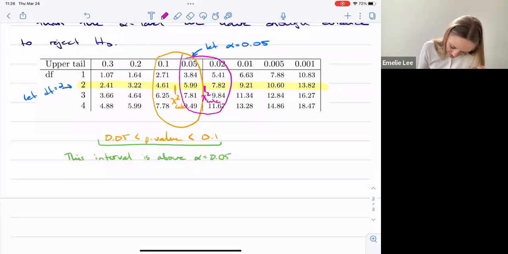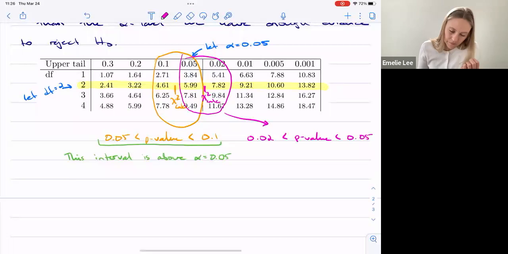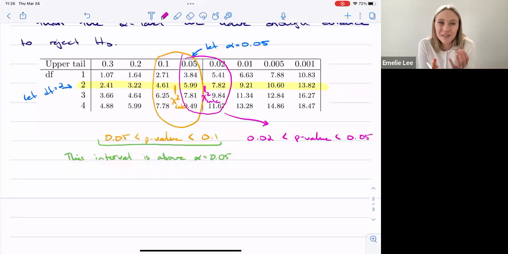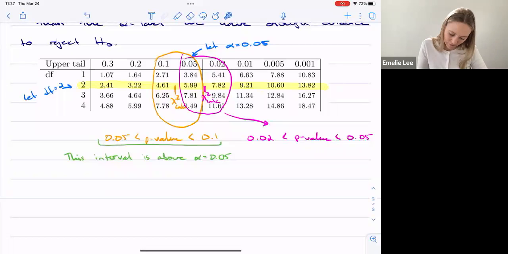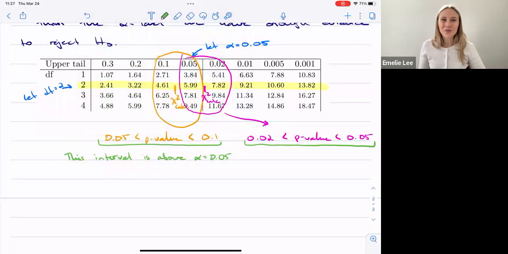Now your p-value would be between 0.02 and 0.05. If my alpha level is 0.05, then, well, if it's somewhere between 0.02 and 0.05, that's less than 0.05, right? And so this interval is below 0.05. So even if you're on the cusp, you can still find your answer, right?